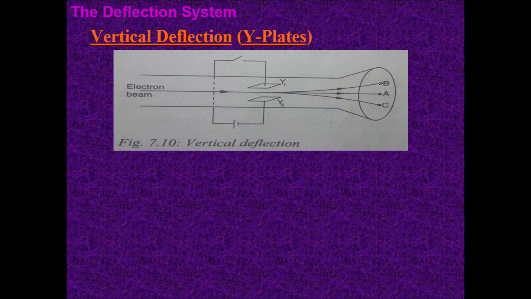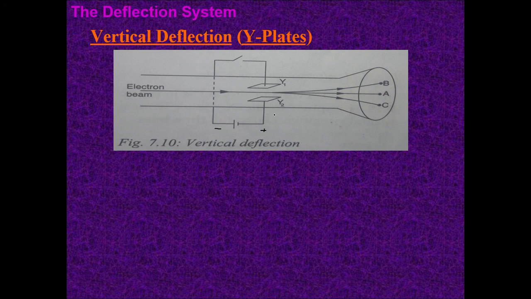Now, if the polarity of the plates is reversed, that means I change the battery, and this side becomes negative, that means Y1 is negative and Y2 is positive, you shall find that the spot will shift to C through A. How that happens currently is quite different because here we are having an AC source. To make it more frequent, we'll use an AC source, alternating current, so that we don't have a problem with the shifting of the polarities of that battery.